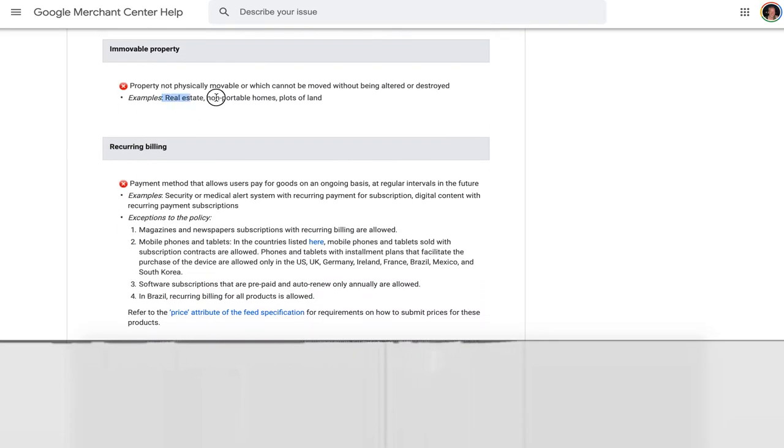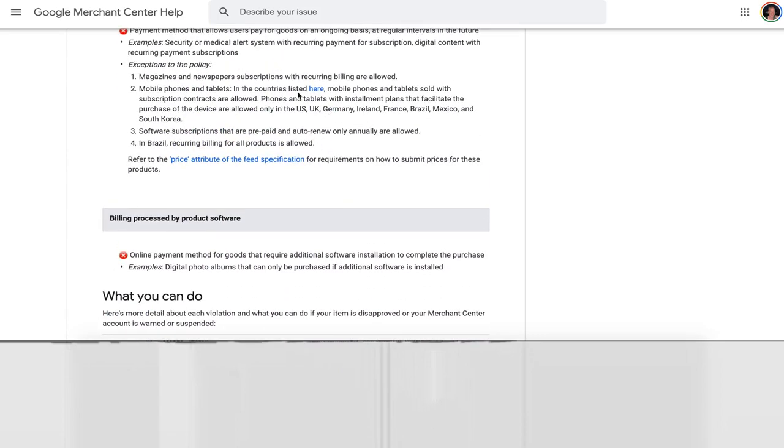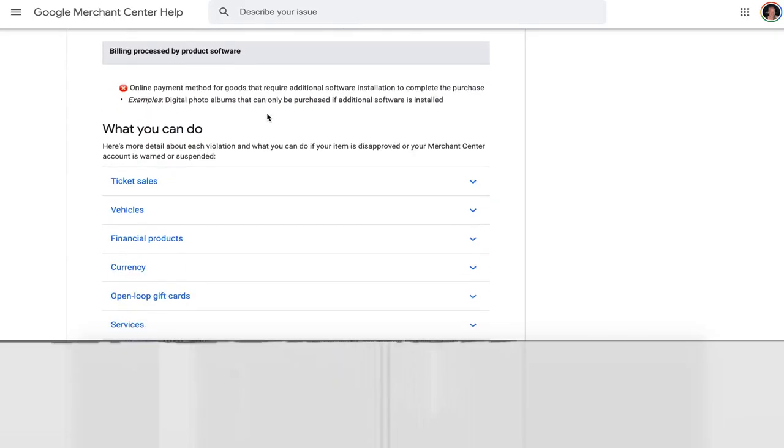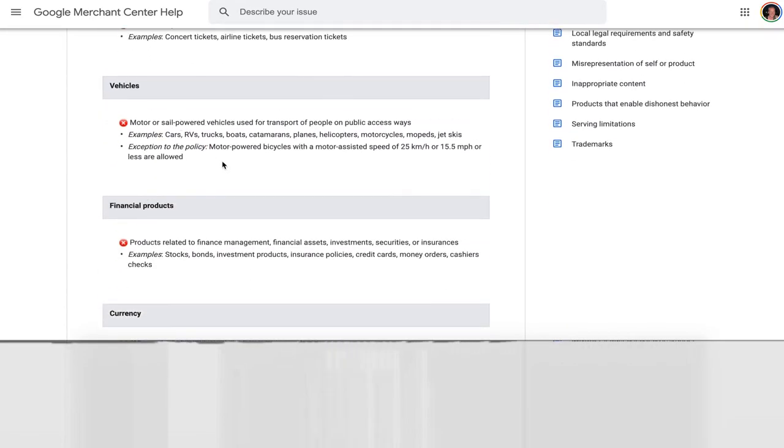Immovable property, real estate, lots of land can't be sold. Recurring billing cannot be sold. Magazines, newsletters, and so on. And billing process by product software, digital photo albums. Okay, so that's kind of one of the main things. There's a good example of it right there. You've got to be really careful getting into electric bikes. You can only advertise products that go pretty slow, or you risk your ad account getting banned.